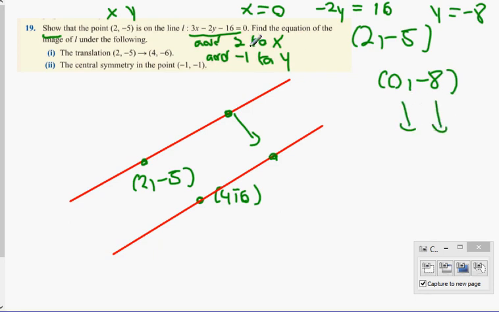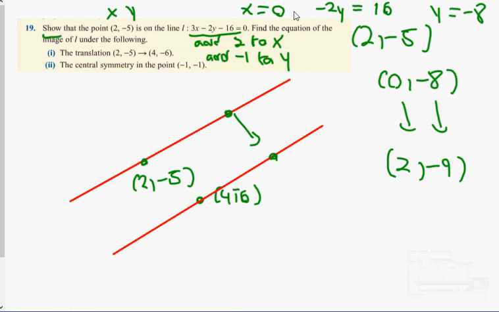We have to add 2 to x and take 1 away from y, so -9, because it's -8, -1. Minus makes it -9. Now guys, now all of a sudden we have 2 points, don't we? And if we have 2 points, we can get the slope. And if we get the slope, we can get the equation of the line.